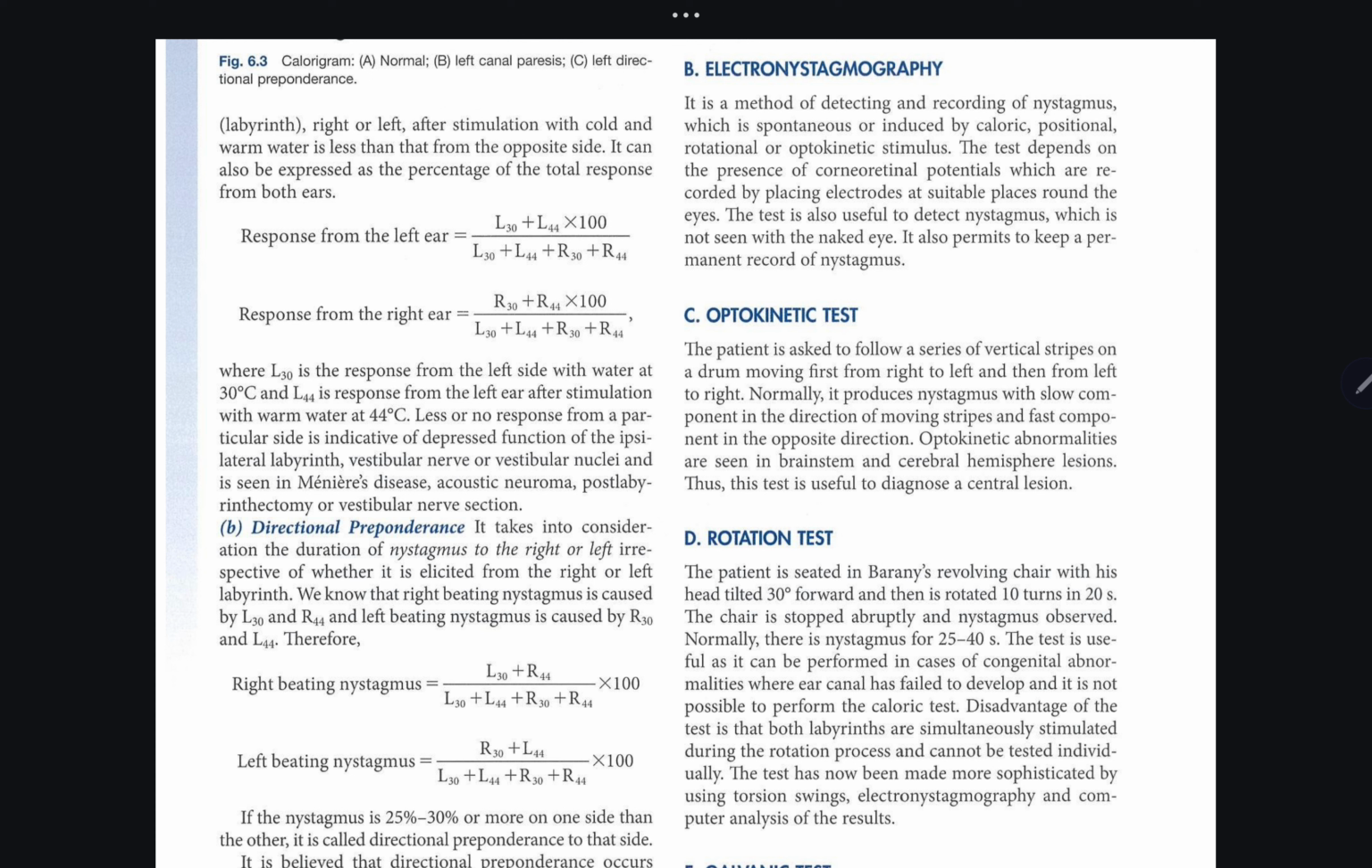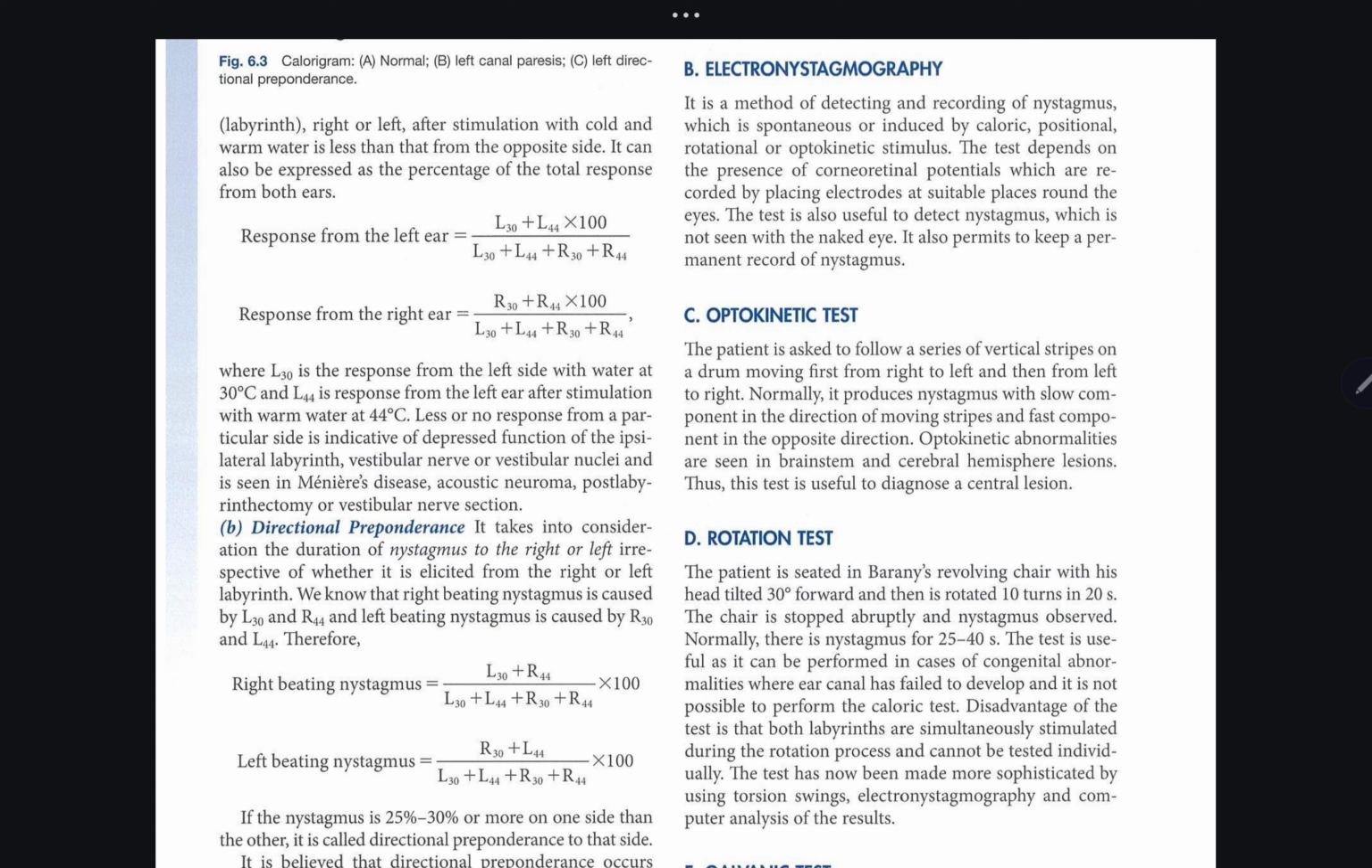Optokinetic test. The patient is asked to follow a series of vertical strips on a drum moving fast from right to left and then from left to right. Normally, it produces nystagmus with a slow component in the direction of moving strips and a fast component in the opposite direction. Optokinetic abnormalities are seen in brainstem and cerebral hemisphere lesions. Thus, this test is useful to diagnose a central lesion.